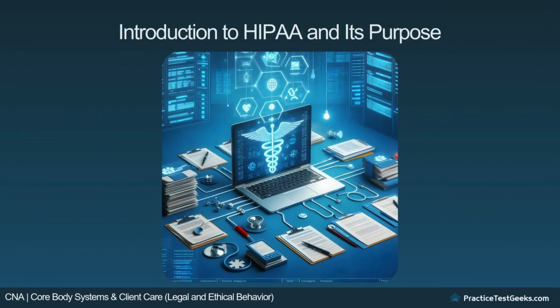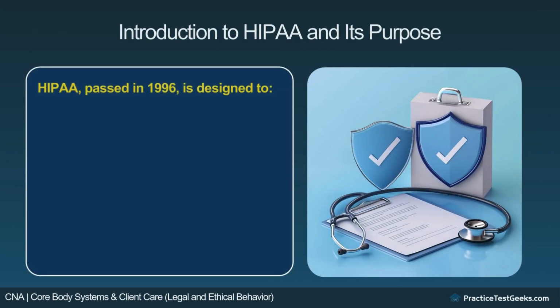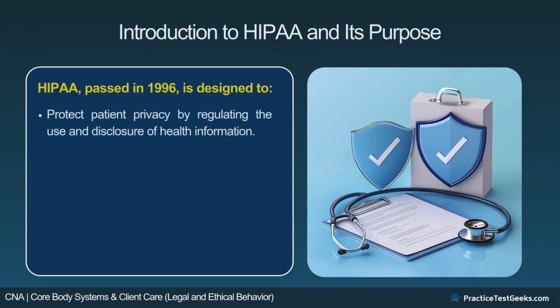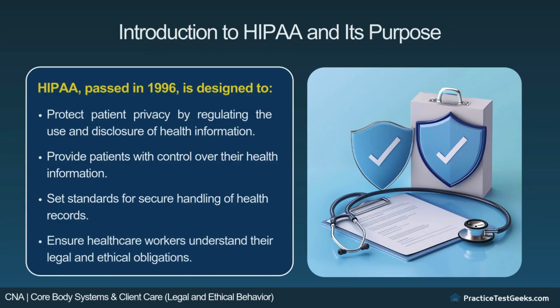Introduction to HIPAA and its purpose. HIPAA, passed in 1996, is designed to protect patient privacy by regulating the use and disclosure of health information, provide patients with control over their health information, set standards for secure handling of health records, and ensure healthcare workers understand their legal and ethical obligations. HIPAA applies to all healthcare providers, insurance companies, and their business associates.